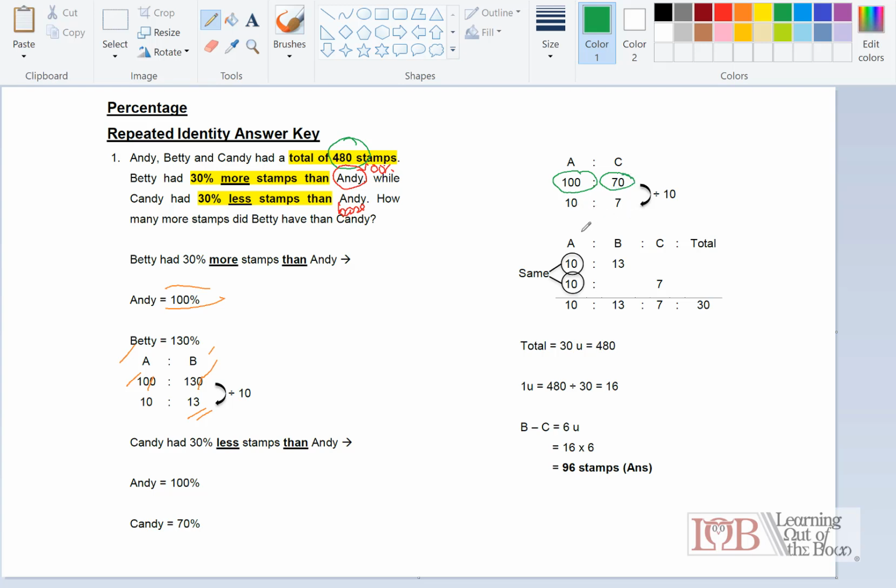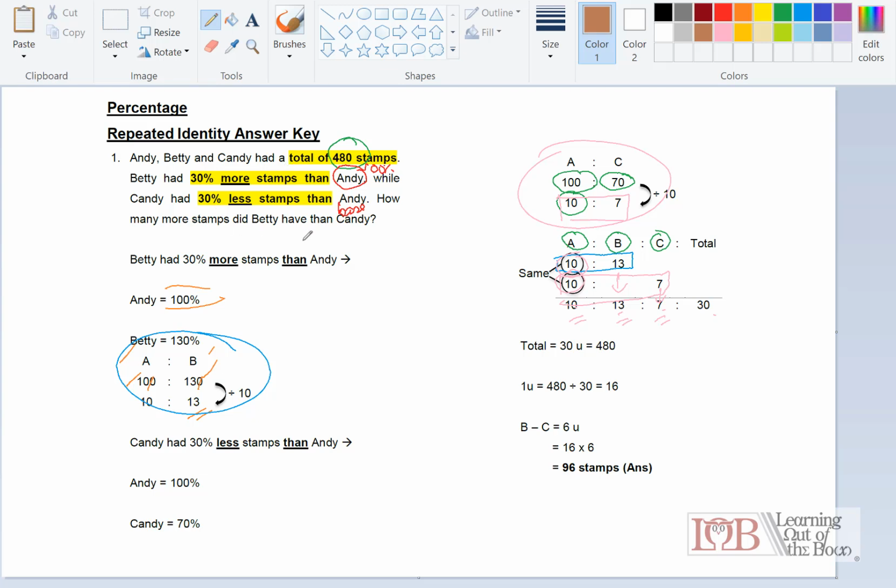Okay, so now we compare A is to B is to C. Let's look at this part first. We have A is to B, 10:13. Then we have this part here, which is 10:7. Because in this case 10 is the same, we put 10 here, then 13, then 7. Okay, total units will be 30. 10 plus 13 plus 7 is 30 units.